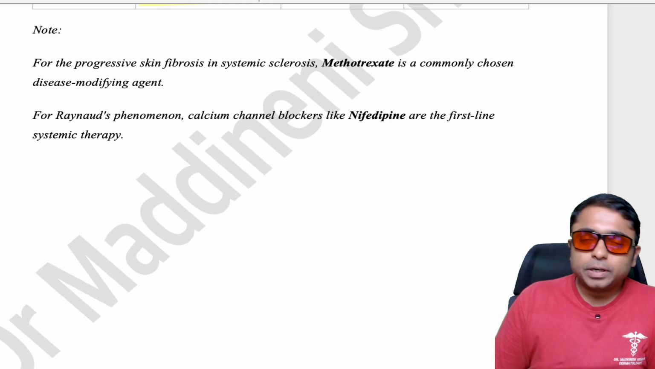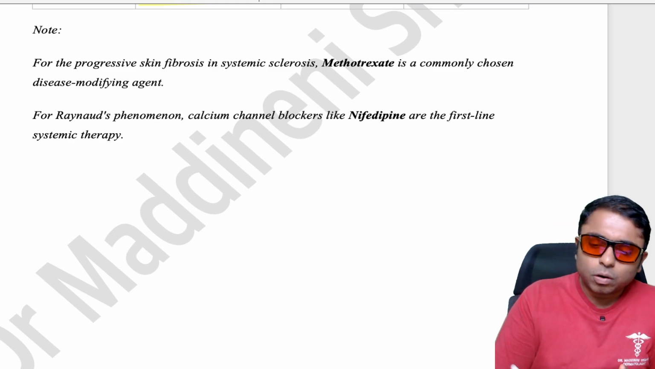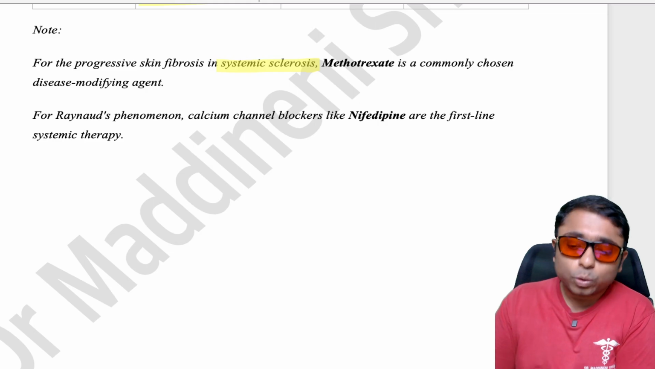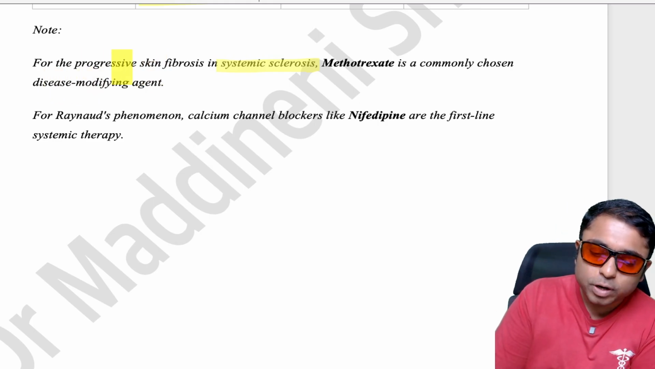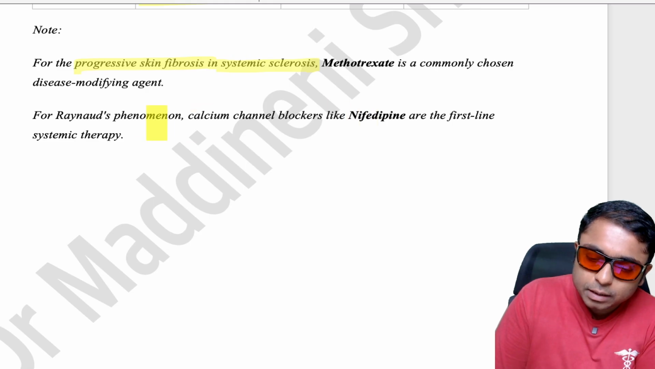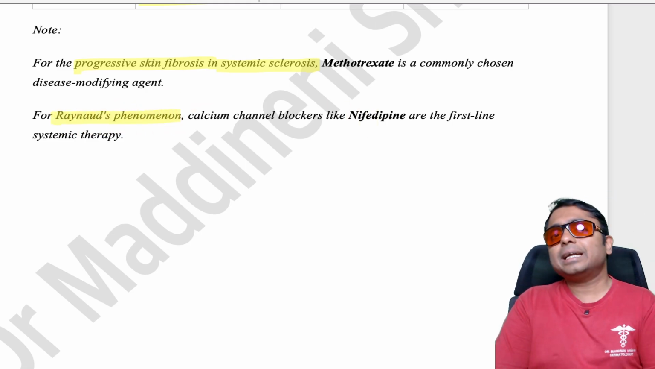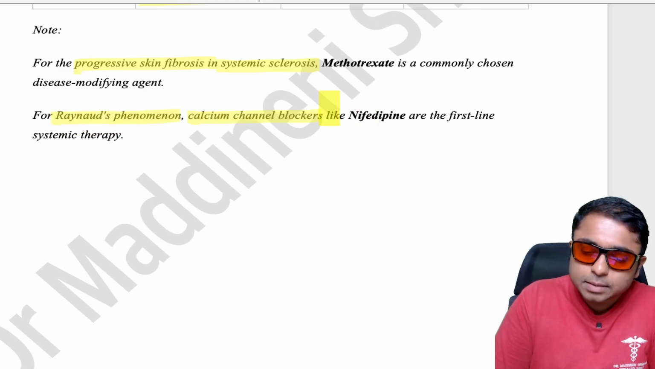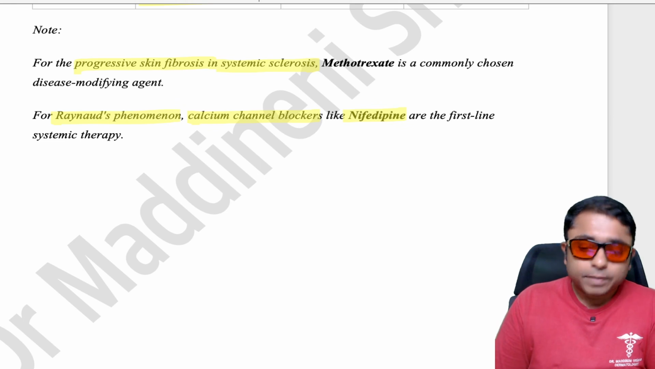Coming to the treatment in patients of systemic sclerosis, methotrexate is a commonly chosen disease modifying agent for progressive skin fibrosis. And Raynaud's phenomenon we can take care of with the help of calcium channel blockers, that is nifedipine, which are the first line systemic therapy.